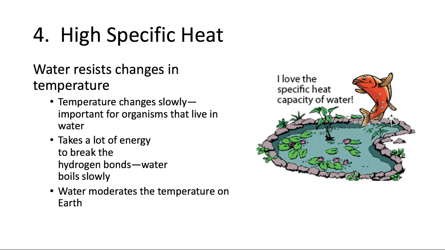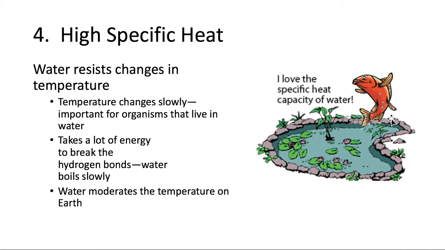plants. Okay, the fourth property of water is its high specific heat. Water resists changes in temperature. You might have gotten to this in physics, I'm not sure. But water resists changes in temperature. It heats up very slowly and it cools down very slowly, which is very important for organisms that live in the water because they don't have to deal with huge swings in temperature.